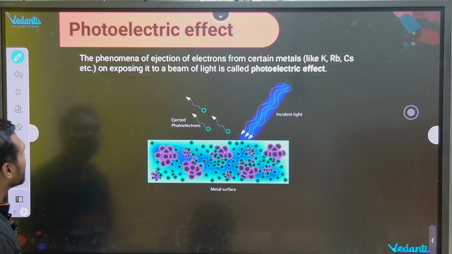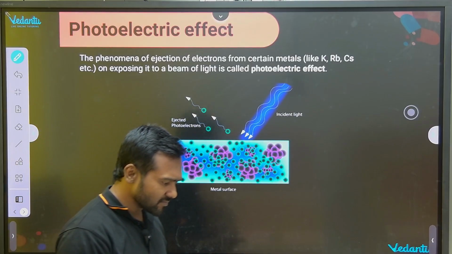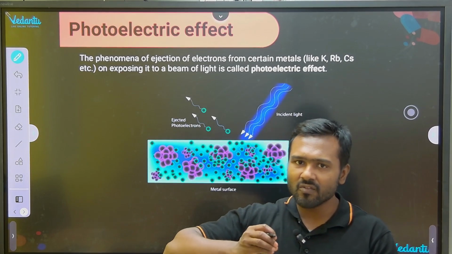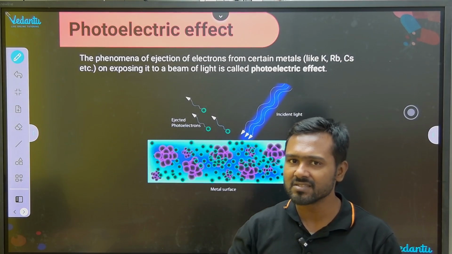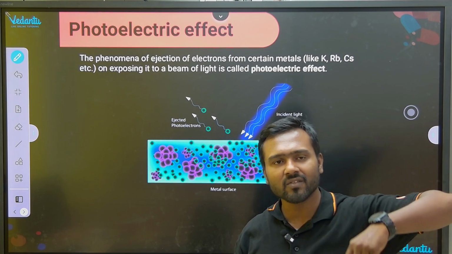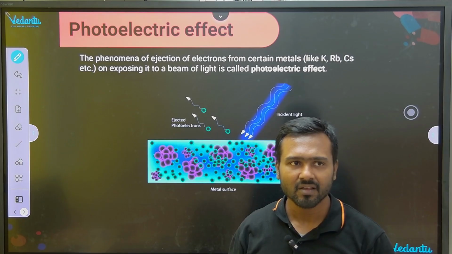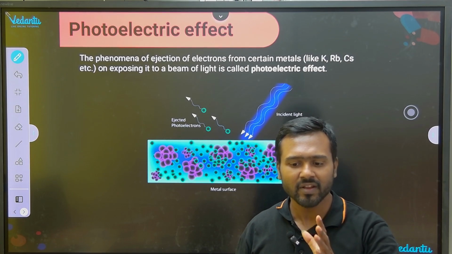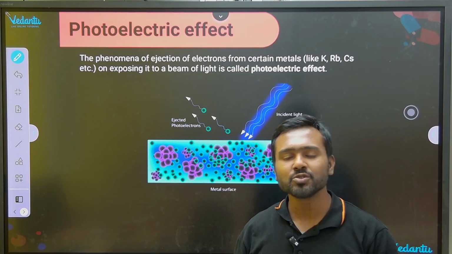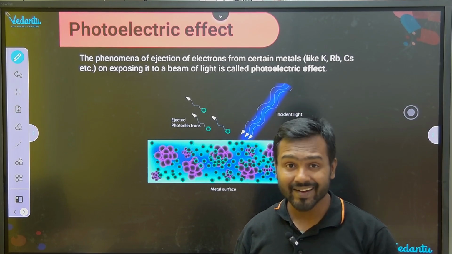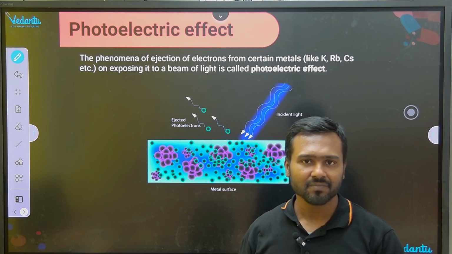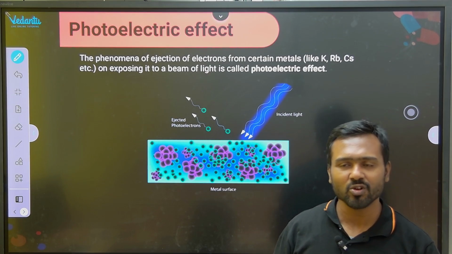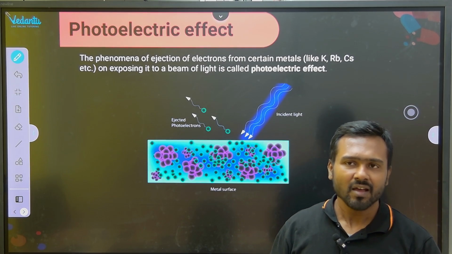Next one, the photoelectric effect. Photoelectric effect means ejection of electrons from a metal surface when light of suitable frequency falls on it. Not any light which falls will eject electrons; it should have a frequency greater than the threshold frequency. Then the electrons will come out. The ejected electrons are called photoelectrons.